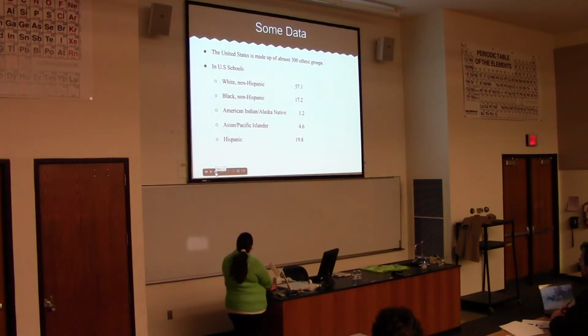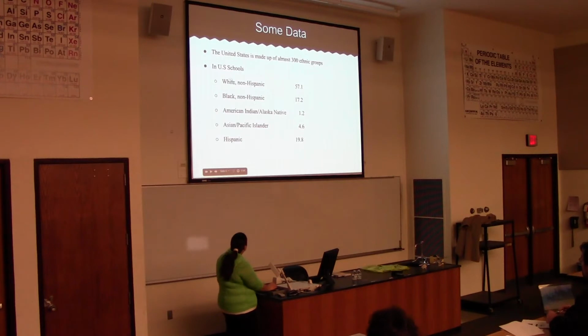There's some data that we found in the United States. There's almost 300 ethnic groups. 57% is white, non-Hispanic, 17.2 is black and non-Hispanic, 1.2 is American Indian, Alaska Native, and 4.6 Asian Pacific Islander, and 19.8 Hispanic. Out of curiosity, what's the date on those stats? It was 2010. 2010?